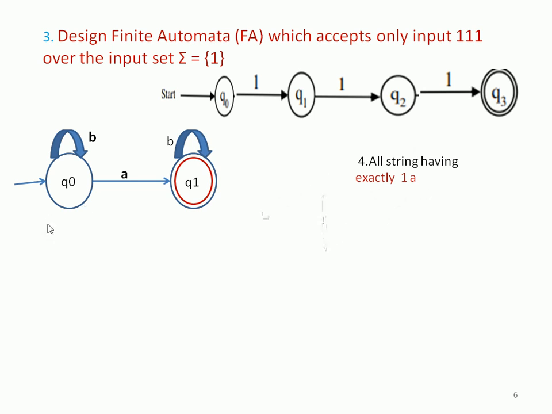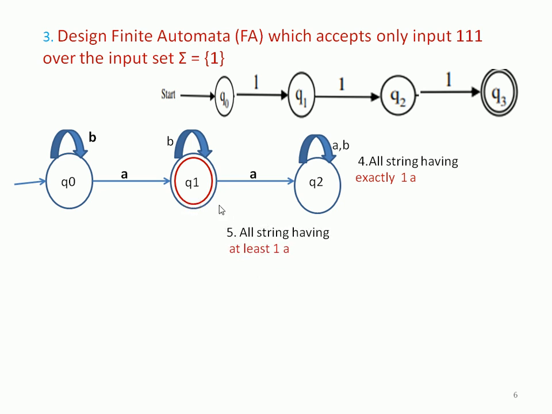When the machine is in Q1 and A is the input, it will go to Q2. Q2 is a dead state. So it accepts all strings having exactly one A, right? When in Q2 and B is the input, it will remain in the same state. So that we accept exactly one A, right?